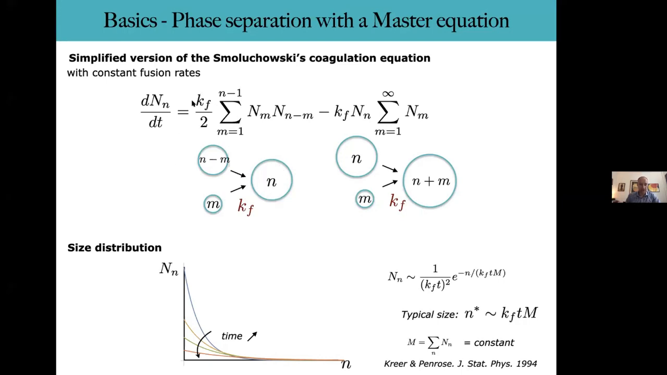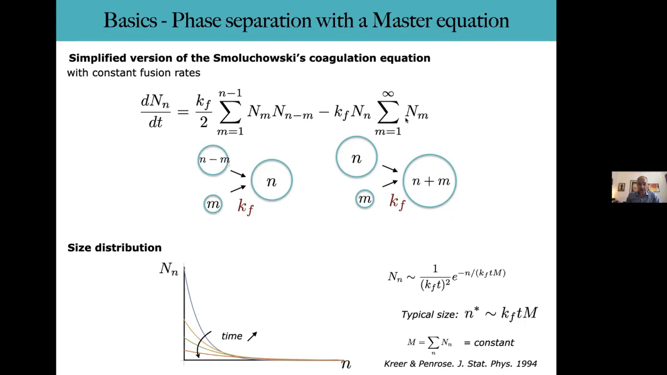And so this is a positive term, which tells you that the number of compartments of size n will increase if a compartment of size m fuses with a compartment of size n minus m. And this occurs with a given rate. And you have to sum over all the possible m, which could give you the right size. And then this number decreases over time if the compartment of size n that you're looking at fuses with another one to form a bigger compartment.